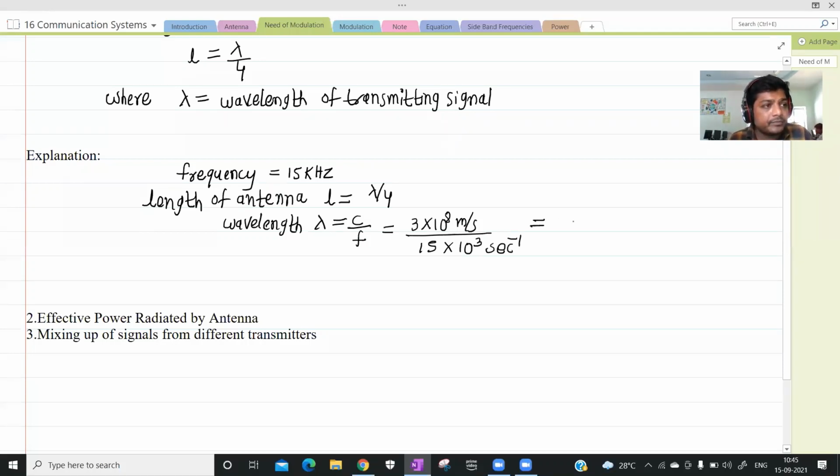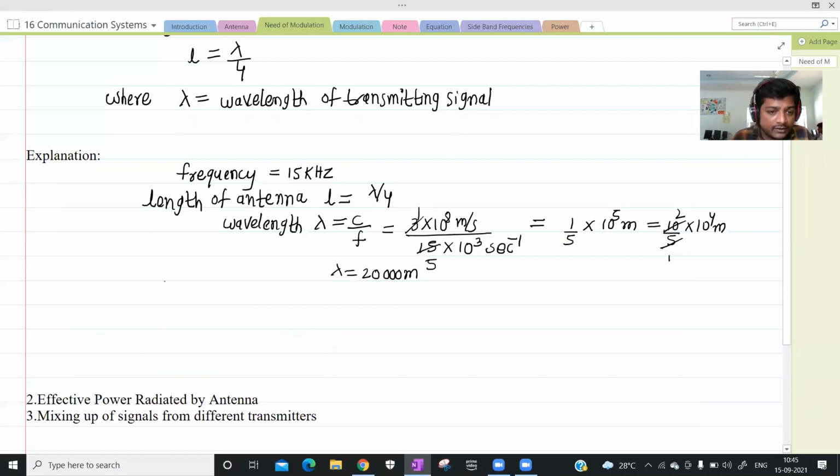So here, 3 ones are 3, 5 threes are 15. That is 1/5 into 10 power 5 meter, that is 10/5 into 10 power 4 meter. 5 twos are 10. So the wavelength lambda equals 20,000 meters.